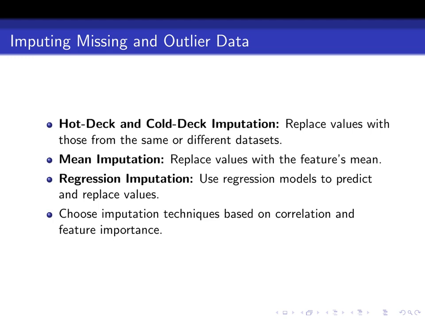Hot deck and cold deck imputation replace values with those from the same or other datasets. Mean imputation replaces values with the average of the feature. Regression imputation predicts missing values using relationships with other features. Choosing the right imputation technique depends on how well the feature correlates with others and its importance to the analysis.